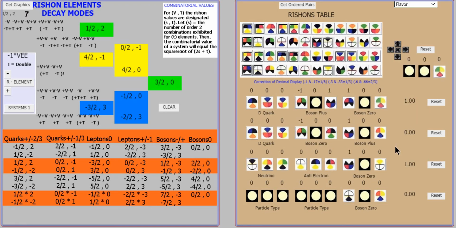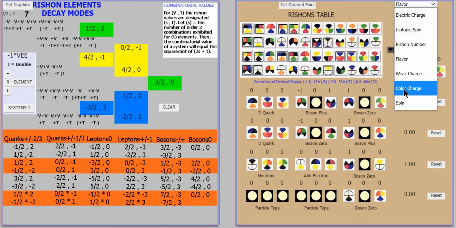Flavor. We'll see that of course, neutrino and anti-electron have no flavor, and the WIMP candidate is taking away a flavor charge of 1. And the Z boson has no flavor. And we started with a flavor of 1 on the W boson.